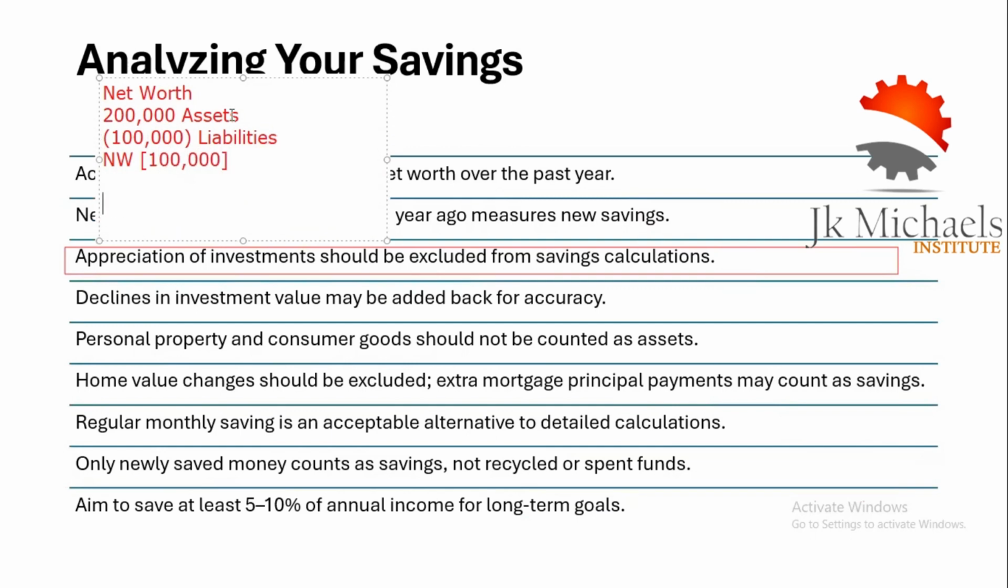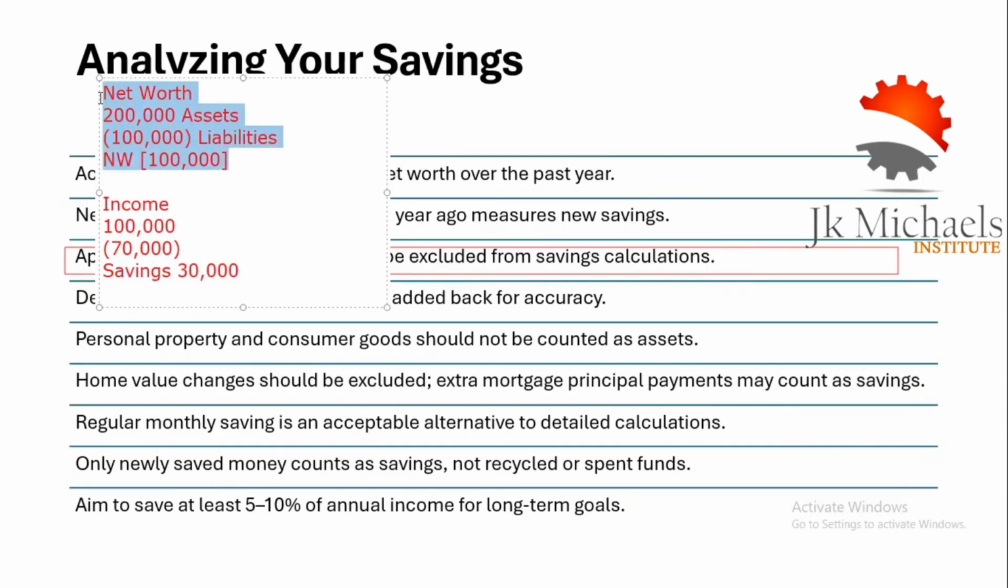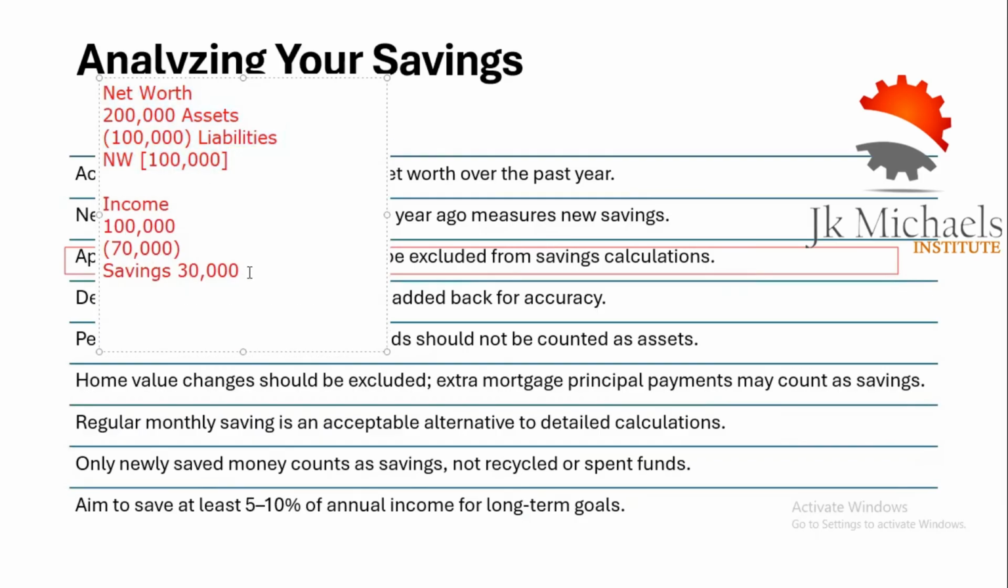Now, let us assume that my income is 100,000 and I ended up spending within the month or within the year 70,000. That means my savings is 30,000. So if annual income is 100 and my expenditure is 70, then what is left over is my savings of 30. So next year, my net worth is supposed to improve by 30,000.